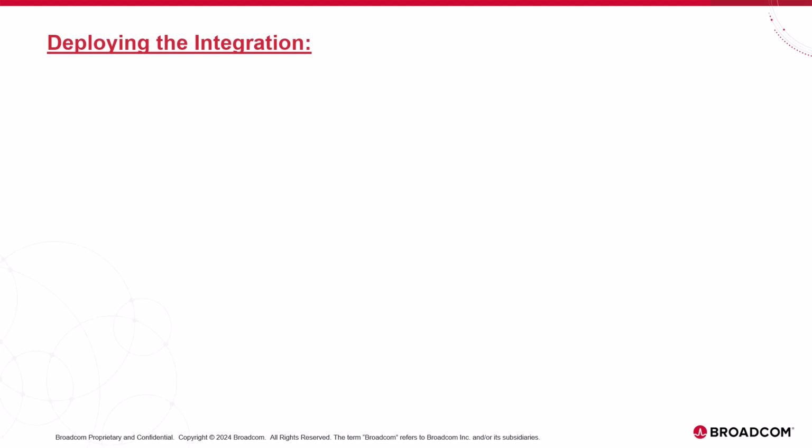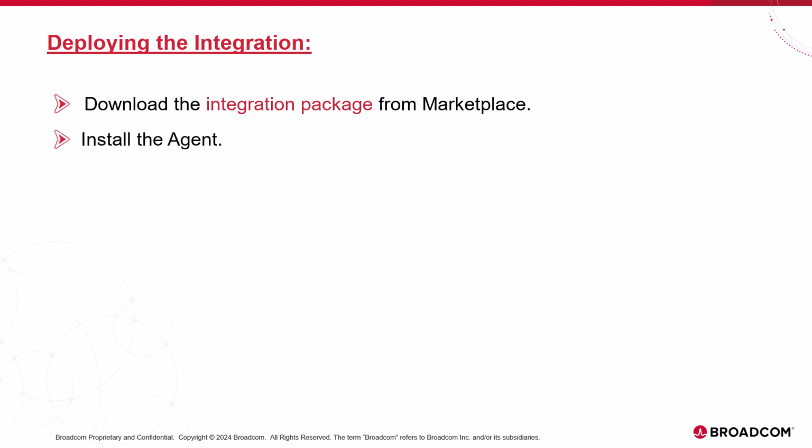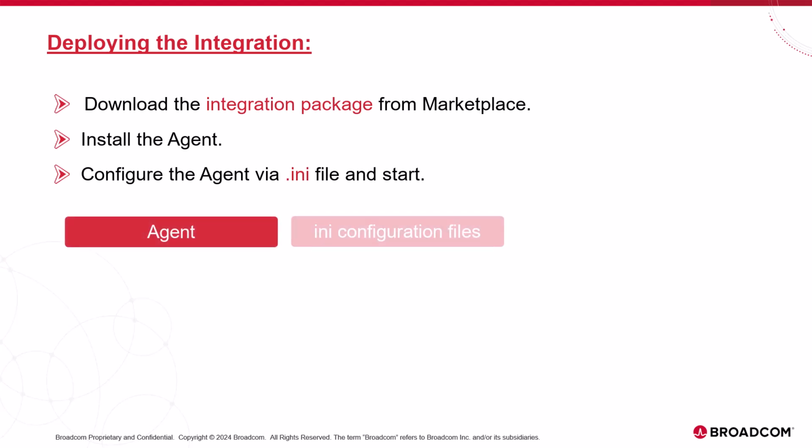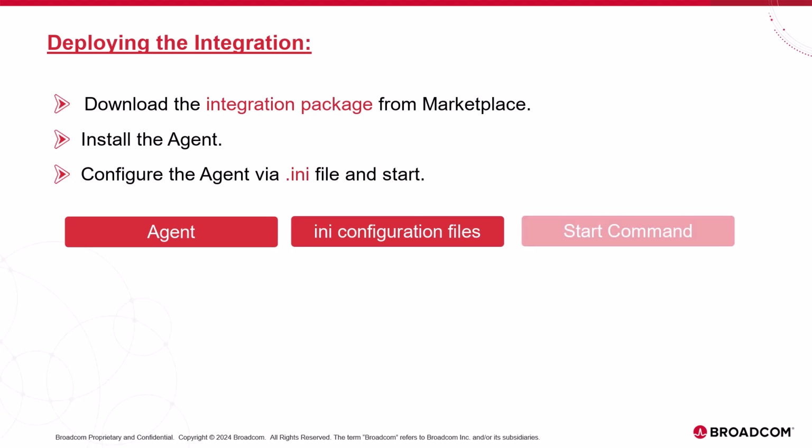The procedure to deploy the GCP Data Fusion integration is as follows. First, we download the integration package from Marketplace. This package contains all the necessary elements. We unzip this package, which produces a directory containing the agent, the INI configuration files, and several other items, like the start command. We use the appropriate INI file for our specific platform.